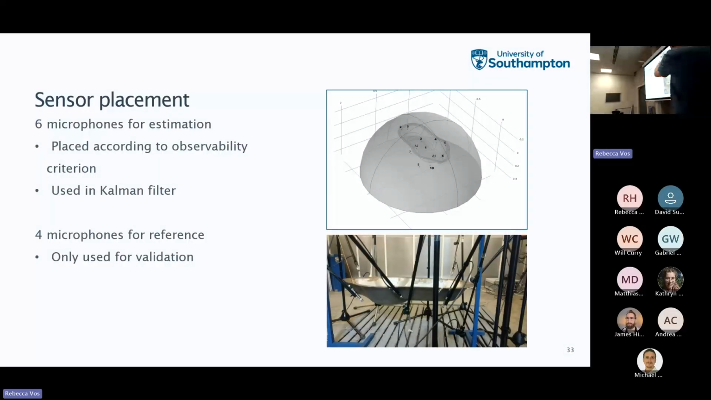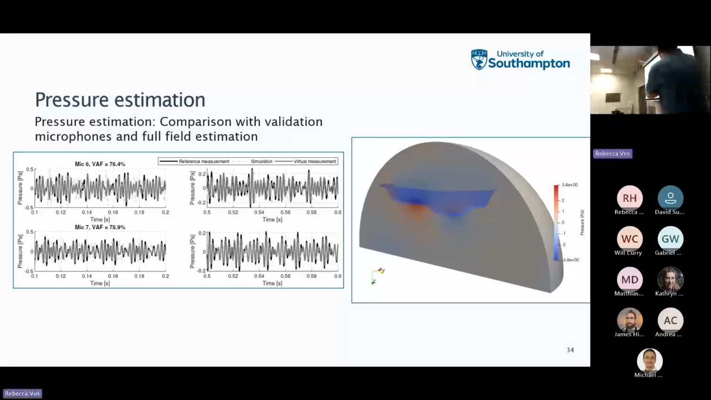We placed a few sensors around the structure, and basically we started doing the measurements. Here we have an idea of how this looked. We used 6 microphones, 5 microphones in the Kalman filter, and 4 microphones. We just placed them to check if the actual results that we were expecting were obtained or not. And here you have the comparison.